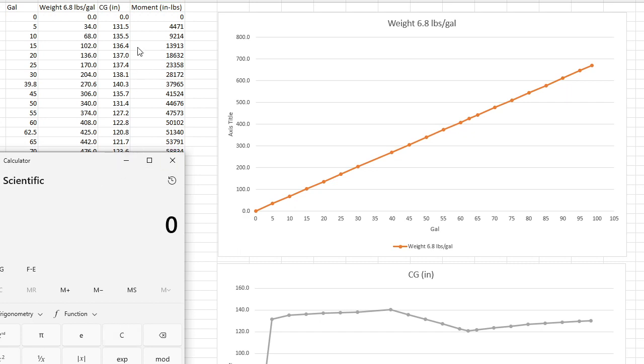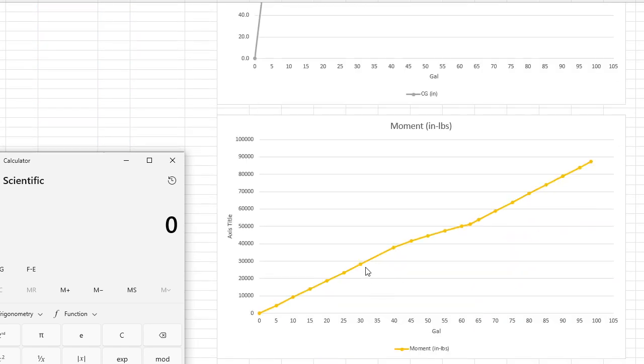So if we wanted to straight interpolate the moment at 28 gallons, we do the same thing. We take the rise at 30 to see what's the rate of increase at this point, which is 28,172, and we would minus the moment at 25, which is 23,358. So we've got 4,814 is the rise in moment. Now we divide that by 5, and we get 962.8 is the rise in moment per gallon of fuel added.